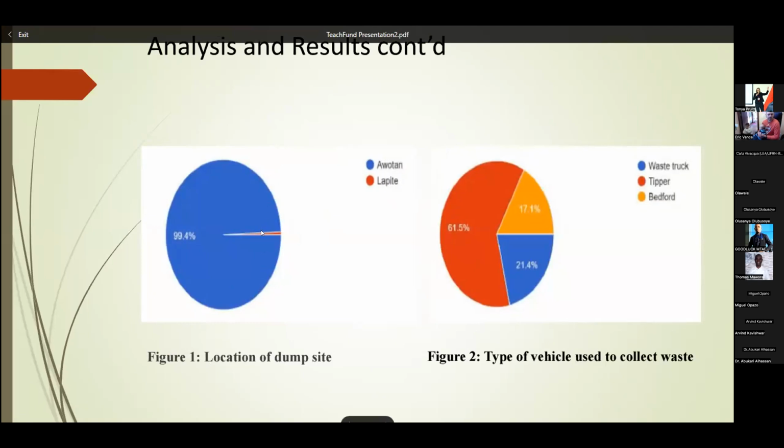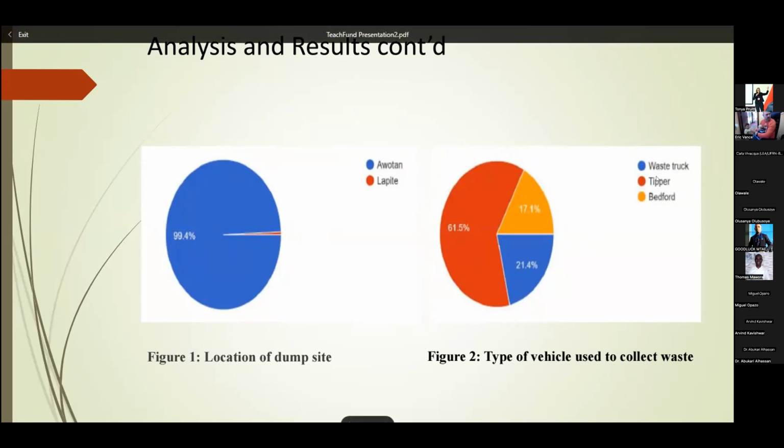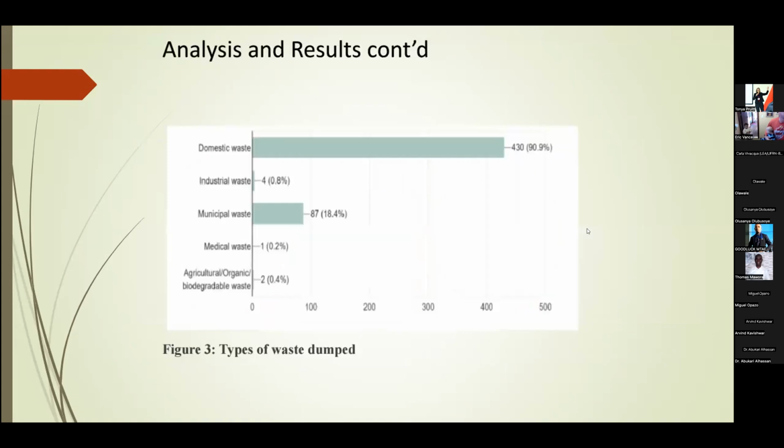Okay, because the student went once, that's why you have 99.4% for Awoton. And because the student went only one day and he didn't stay till evening, he had to leave for his own safety. And then we noticed that only 3 types of vehicles are used to collect waste. So we have the waste truck, the tippers, and the other one.